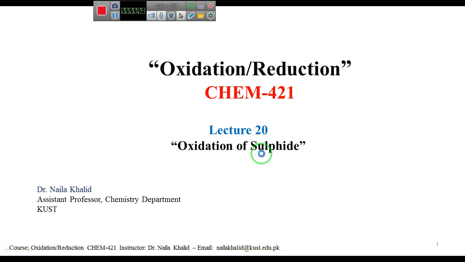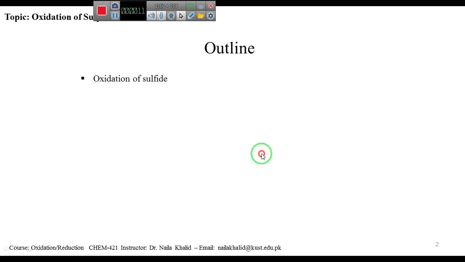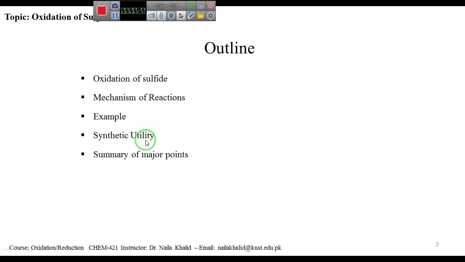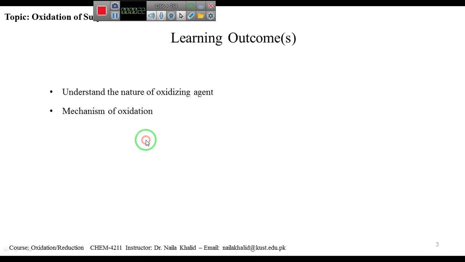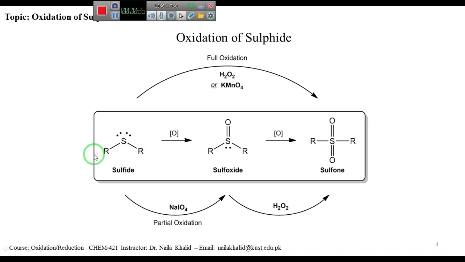Today we will discuss sulphide as a class of compound, how it is oxidized, its mechanism, some examples, synthetic utility, and then a summary of major points. First of all, I will discuss what is sulphide. Sulphides are the analog of ether.